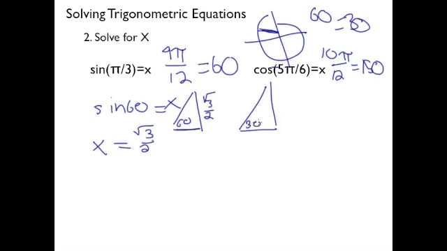So the opposite of 30 would be 1/2. However, because this is cosine, which is dealing with the base, square root 3 over 2 is the answer. So x would equal square root 3 over 2. But wait, it's to the left, meaning it is negative. So cosine 5 pi over 6 equals negative square root 3 over 2.